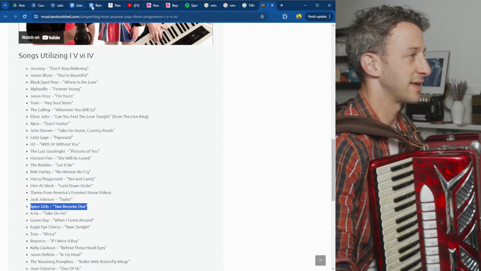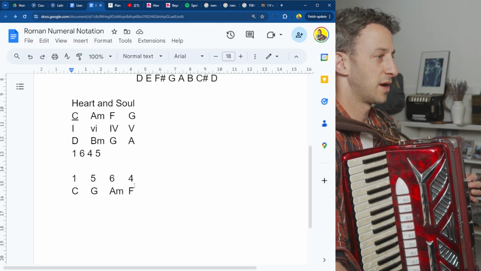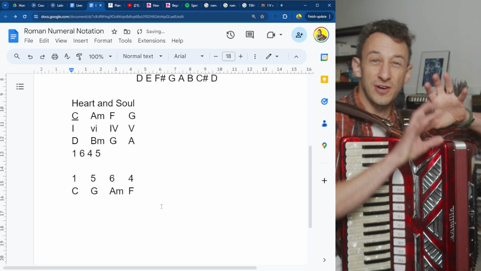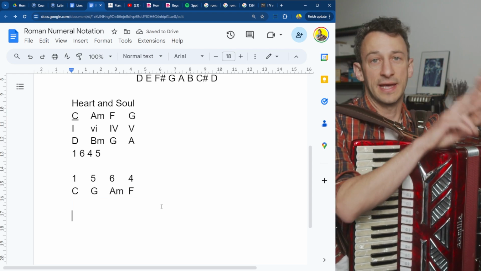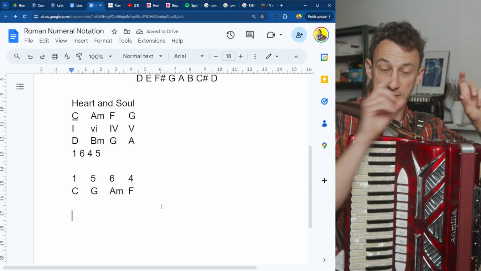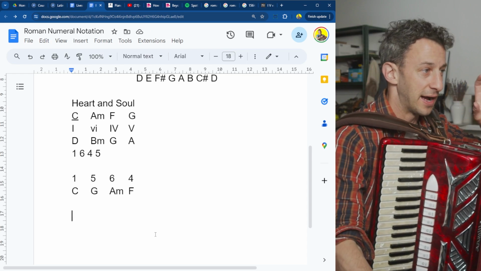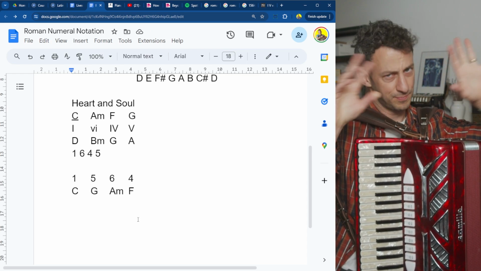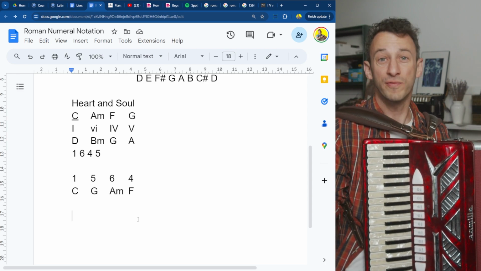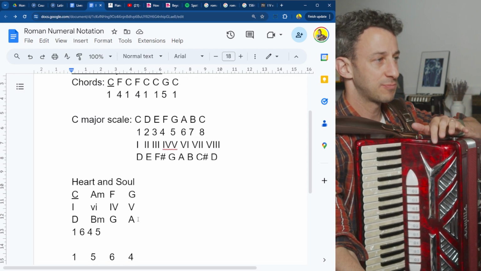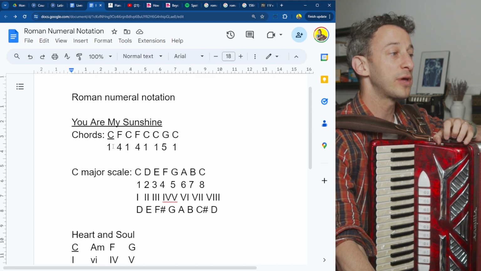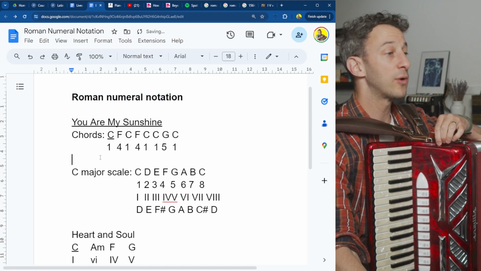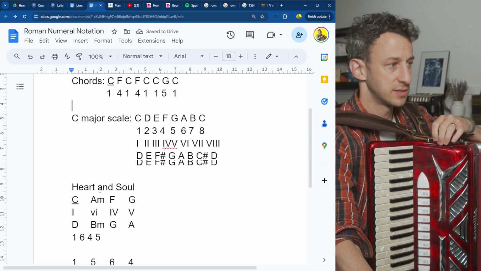All of these things are the 1, 5, 6, 4 chord progression. There are other song forms like this, chord progressions that define a genre. There are other song forms that are beautiful, that get used over and over again. But what I wanted to explain in this lesson is how we understand Roman numeral notation. How do we know what a 1, 5, 6, 4 is?